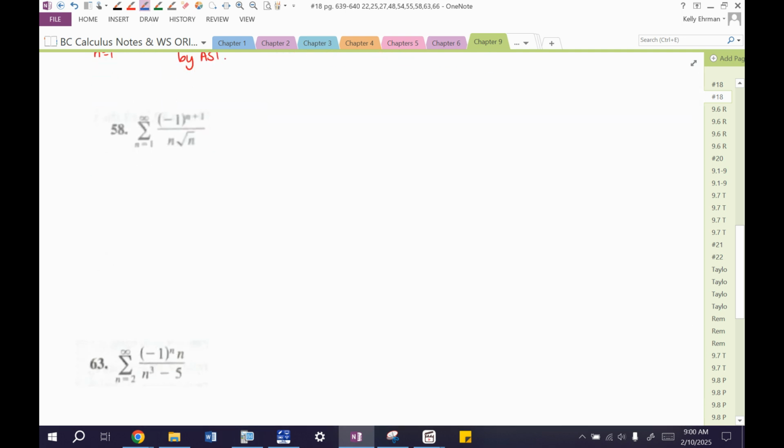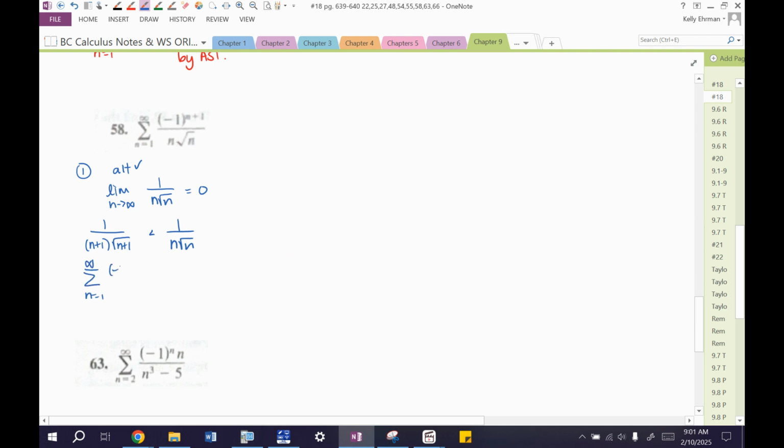All right, let's look at 58. Does it converge in general? Well, this is alternating. The limit as n approaches infinity of 1 over n radical n, that's bottom heavy, so that goes to 0. And it's reasonable to say that 1 over n plus 1 times radical n plus 1 is smaller than just 1 over n radical n. All right, so this series converges by alternating series test.